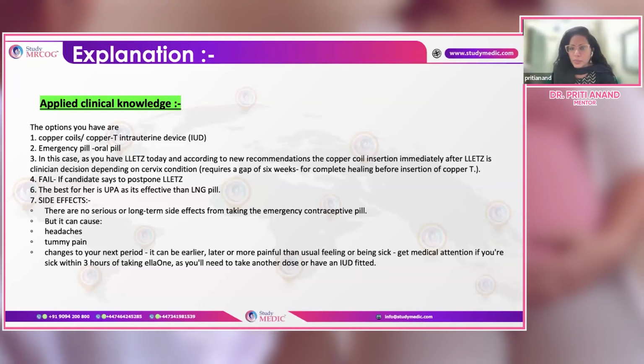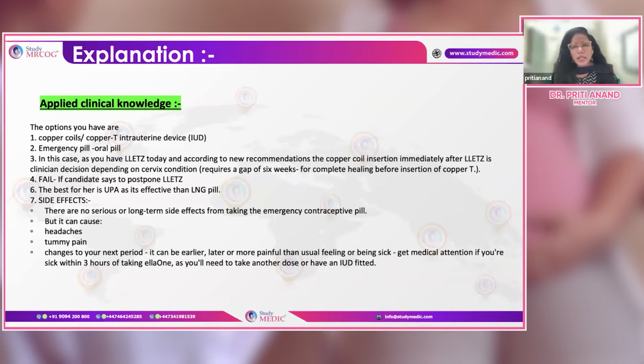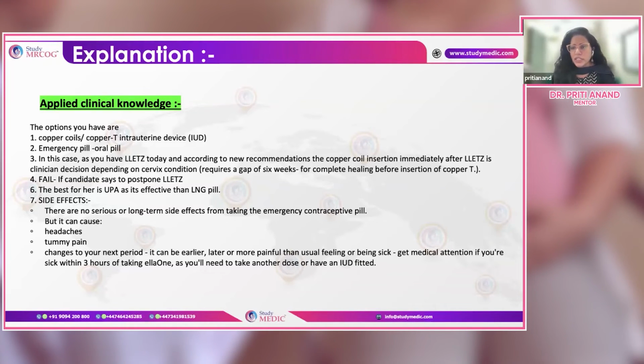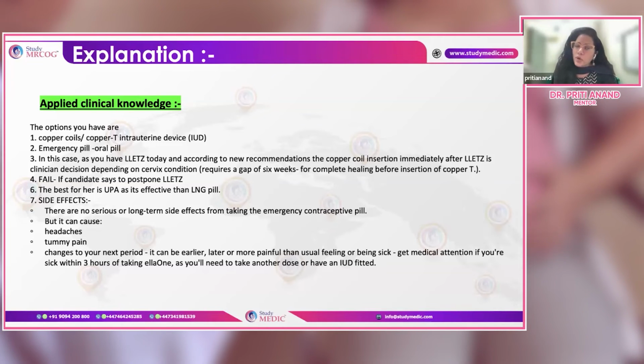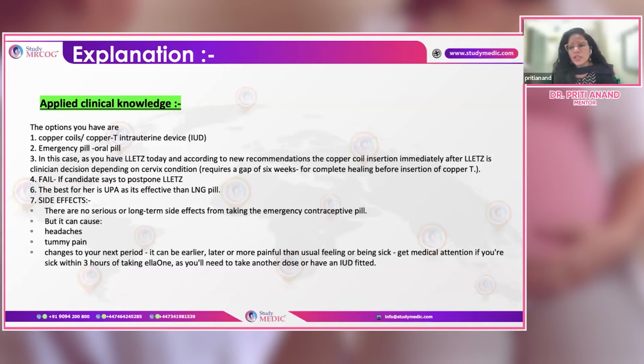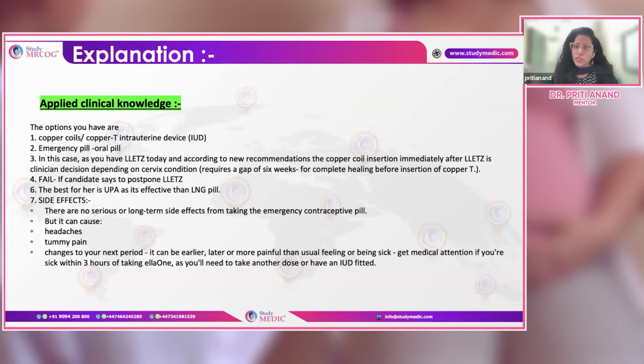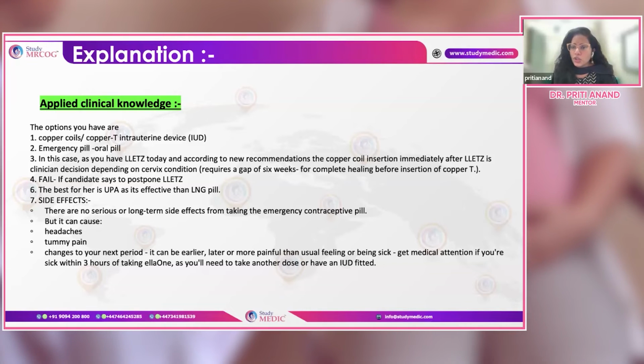I'm not saying it can't be given. It can be given. But again, it carries a high risk of infection and bleeding at that moment. And it might be that the healing is not good. So they propose now that preferably it should be after a gap of 4 to 6 weeks. So any intrauterine device should be given after a gap of 4 to 6 weeks of any surgery done on the cervix.